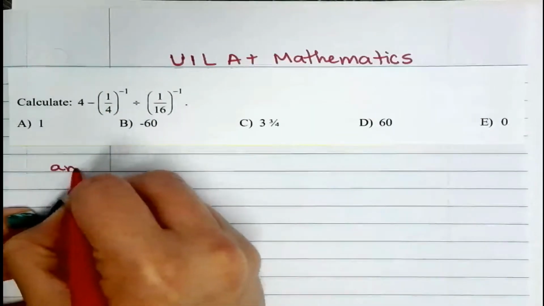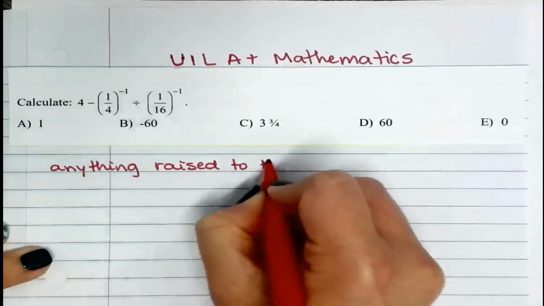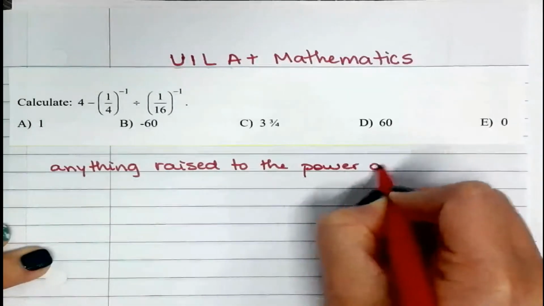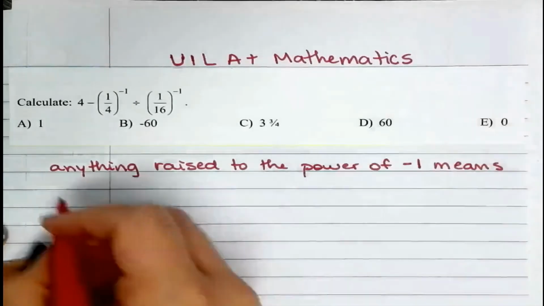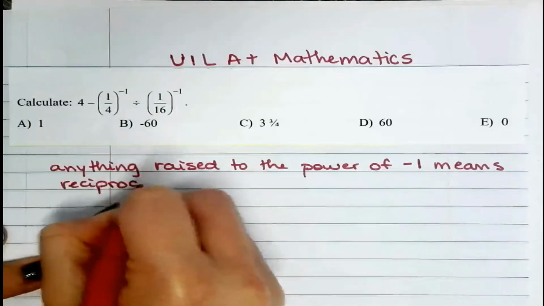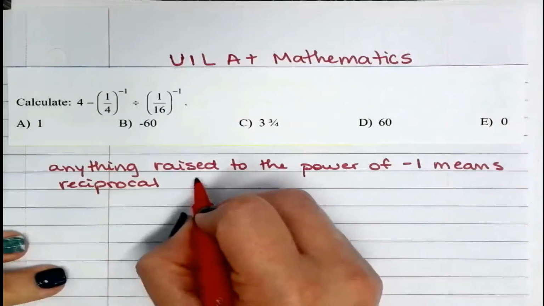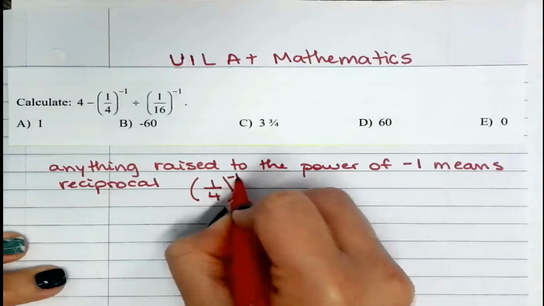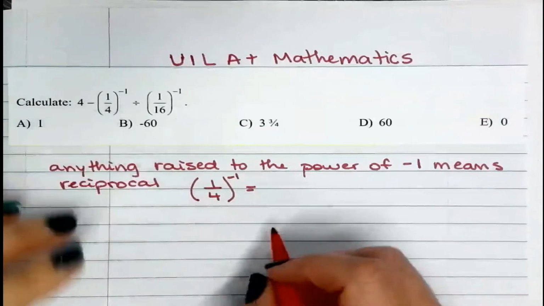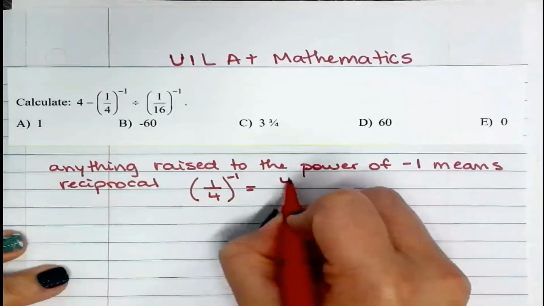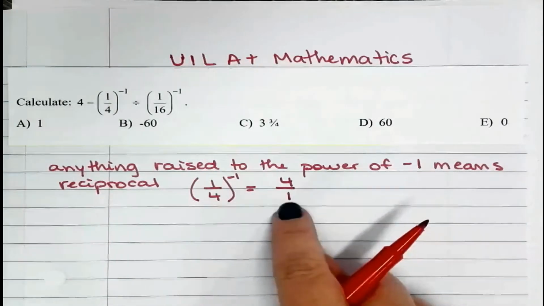Anything raised to the power of -1 means reciprocal. What does that word mean? When you have a fraction, let's say 1/4 raised to the power of -1, reciprocal means you're going to turn this fraction upside down. So the reciprocal of this is 4/1. And you know you need to simplify the fraction, that every whole number is over 1.